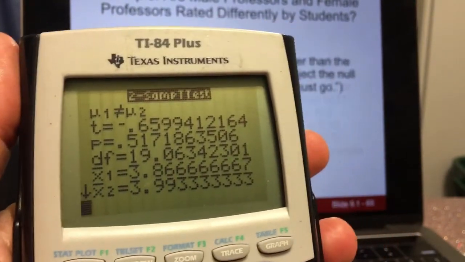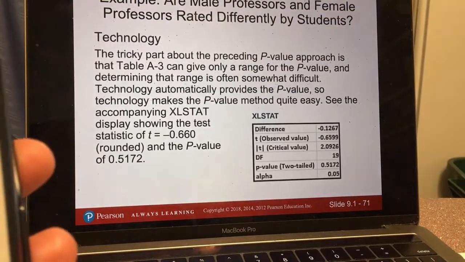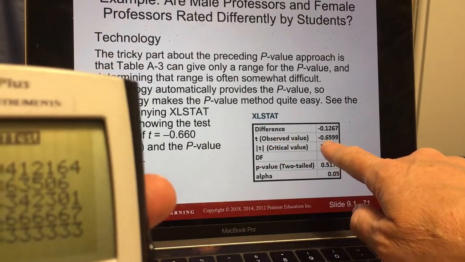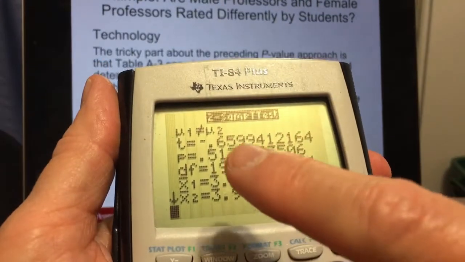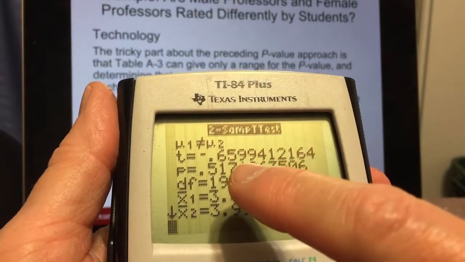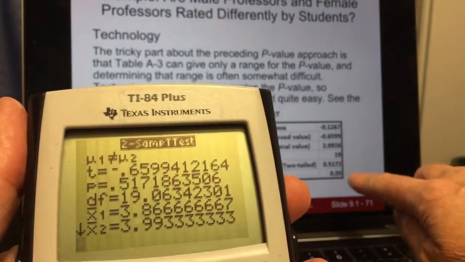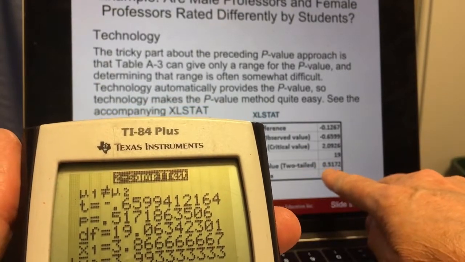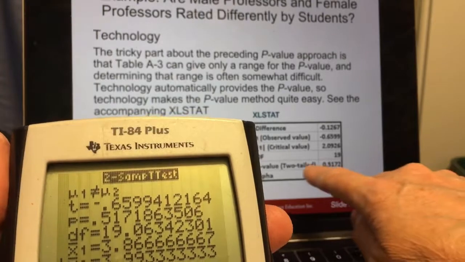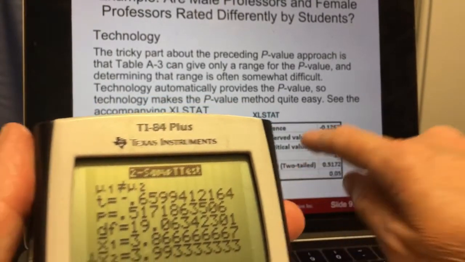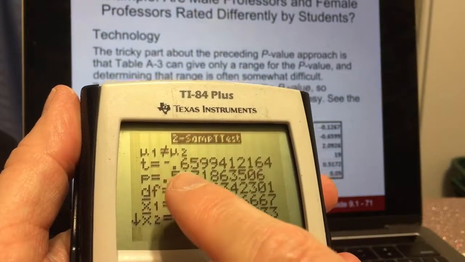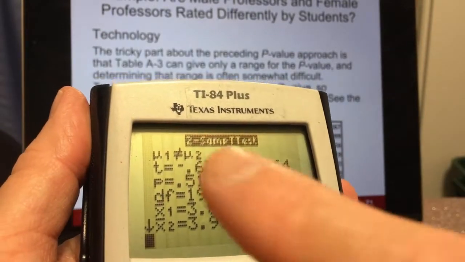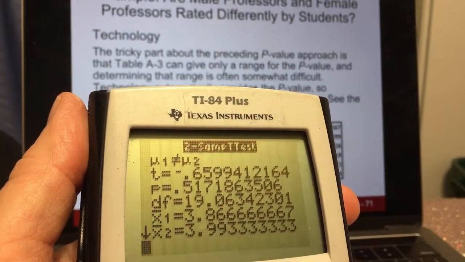In fact, if you go over here to their values, they had the t observed negative 0.6599, and we've got negative 0.6599. And then we don't have a t value on ours, but we do have the p value, and they have a 0.5172 because it's two-tailed. They've already doubled it, and for our p value, we have it also doubled here. So basically two-tailed, we have to double that. I think they're telling us that we have to double it. So, yeah, maybe it's already done for us.